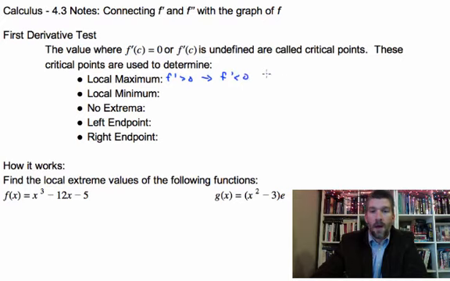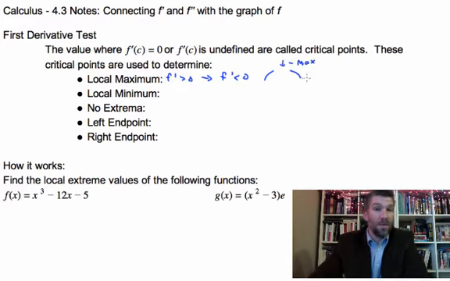Okay? Why? Because think about this. We learned in the previous section, if the derivative is greater than 0, your original function is increasing. When the derivative is less than 0, your original function is decreasing. So what happens at this point right here? We have a max. Okay?